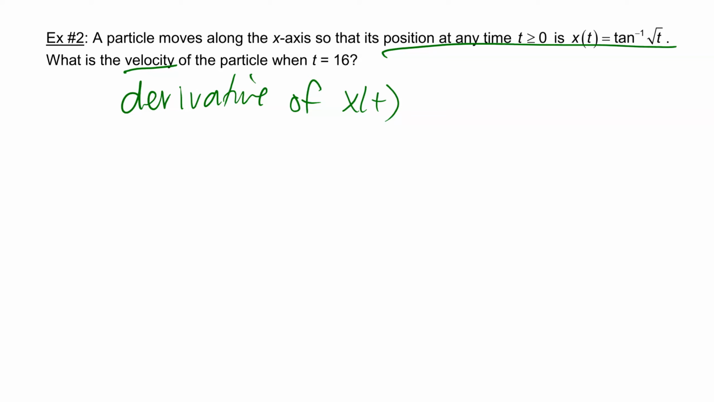Derivative of position is velocity. I have my position equation. I want the velocity. I take the first derivative. Then I'm going to plug in 16 for t. Because that would tell me the position, and I don't want the position. I want the velocity. So I know v of t is just going to be x prime of t.